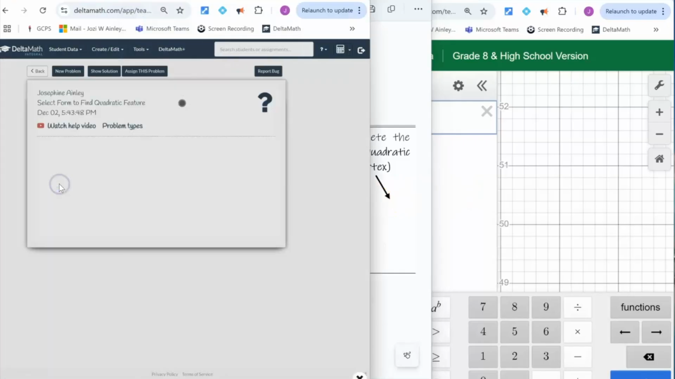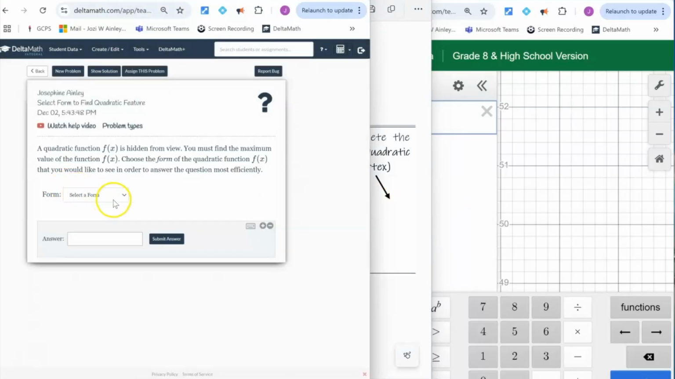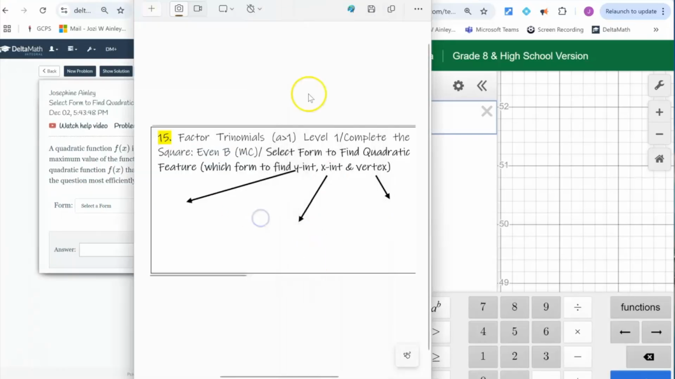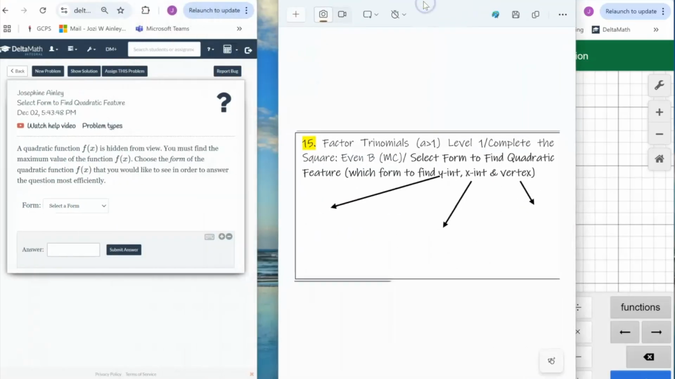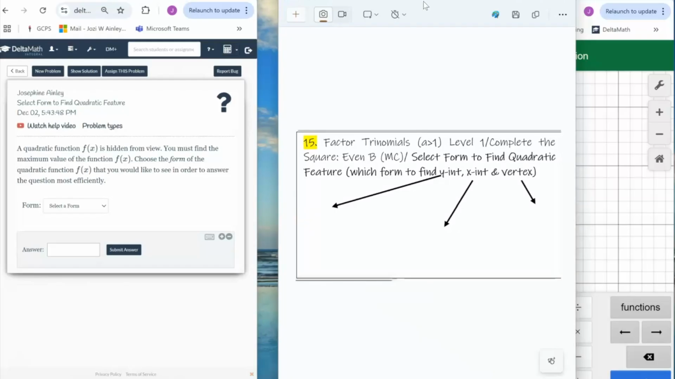So we're going to go to each problem and I want to make sure that you understand which form is best for which kind of problem. So we're going to write some quick notes just so that you already know what it is. To find the y-intercept, what form is the best? It is standard form. And what does that look like?